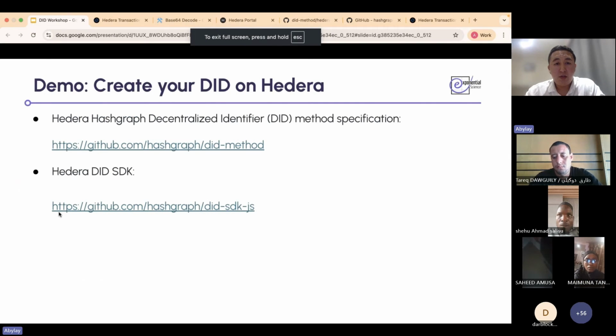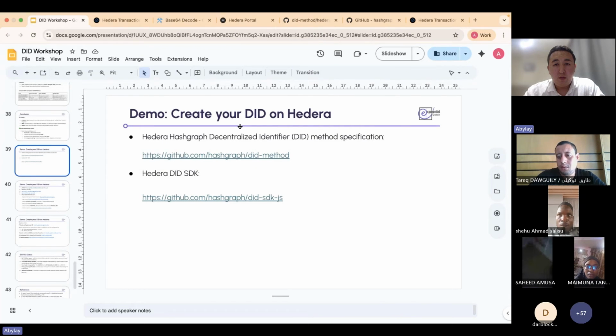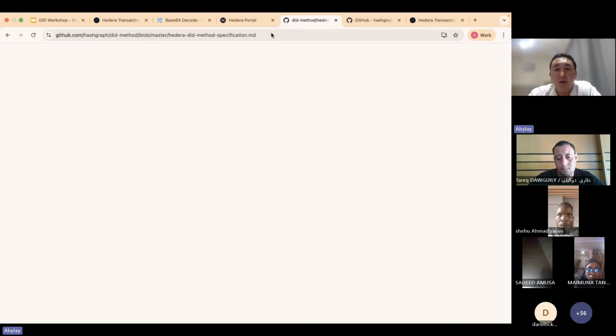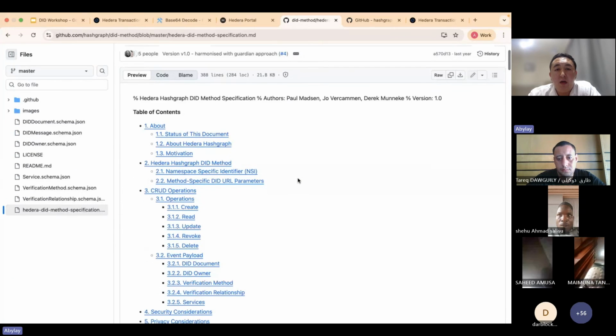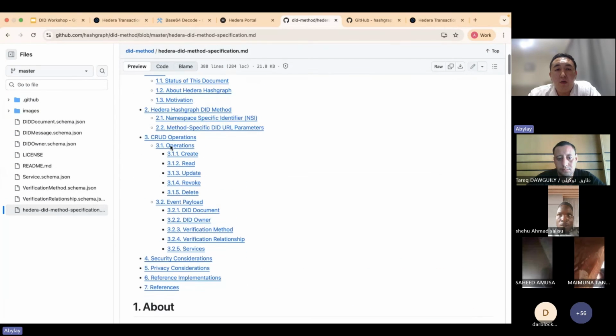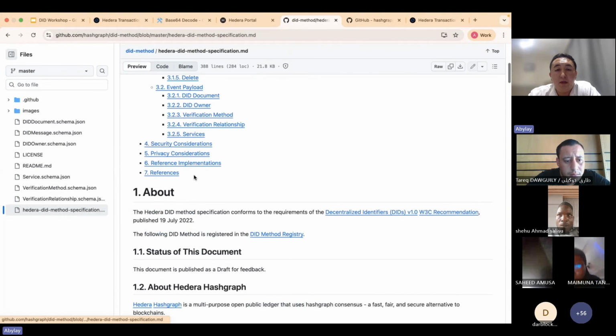So let's try to do this demonstration quickly: how you can create your DID on Hedera. First, you need to look into this Hedera Hashgraph Decentralized Identifier Method Specification. It's this one, I think. Yeah. So this document is a specification. You should read it, which says how everything works in Hedera.